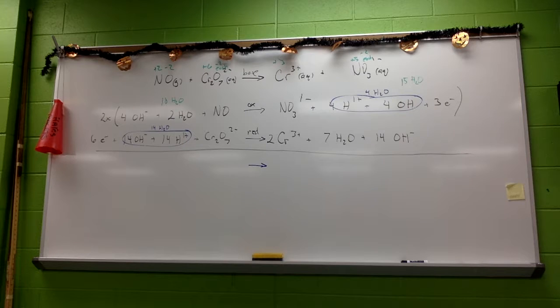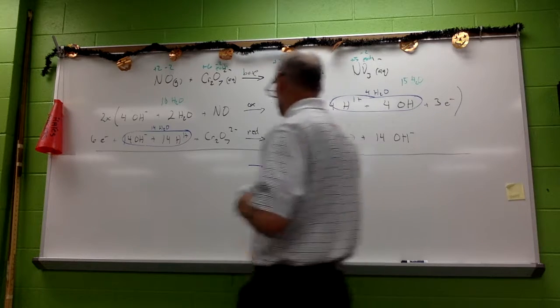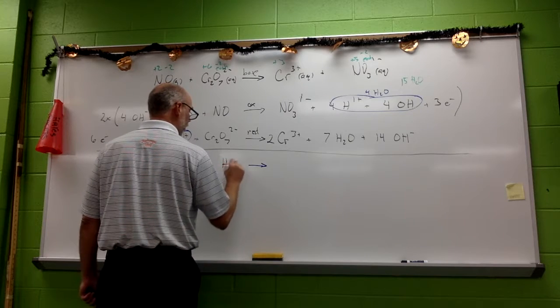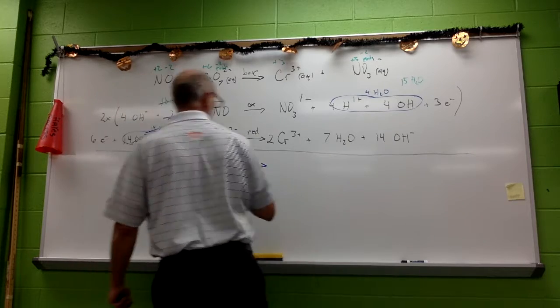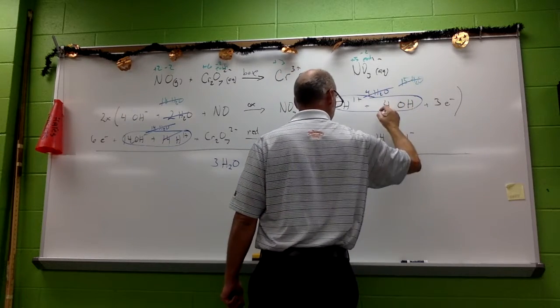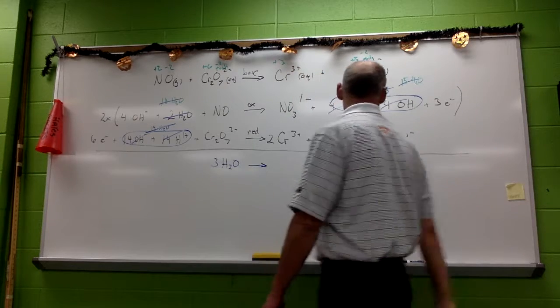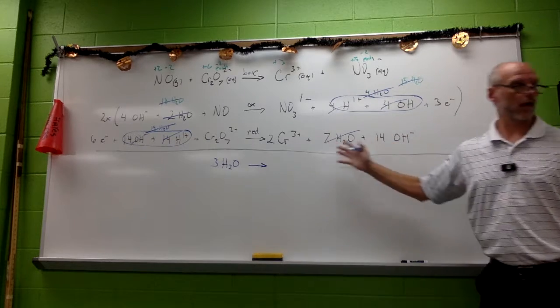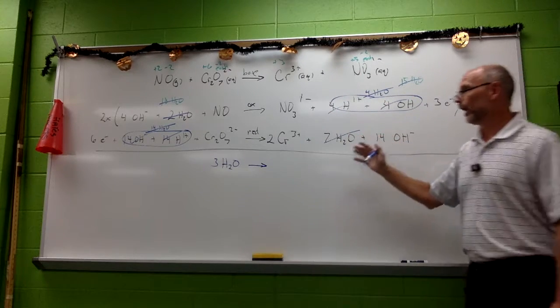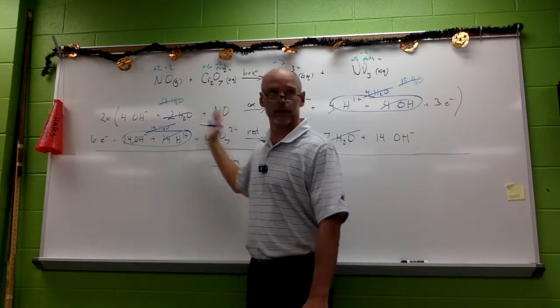So my net number of water molecules is 3 water molecules on the reactant side. Waters are theoretically done. We have 15 on this side. We have 18 on this side.